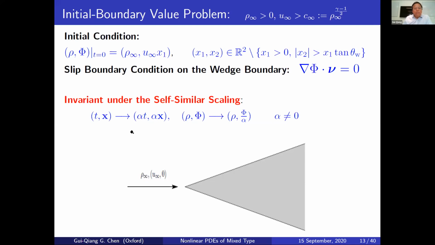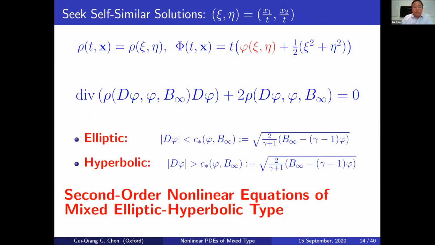Now you look at this problem carefully. Actually, this problem is invariant under self-similar scaling. This means you scale the variables this way, and phi scales in this way. So for any alpha, the initial data is invariant, the slip boundary condition is invariant, and the PDE is invariant. So naturally, we are looking for self-similar solutions. This is also motivated by the numerical simulation: the solution looks self-similar.